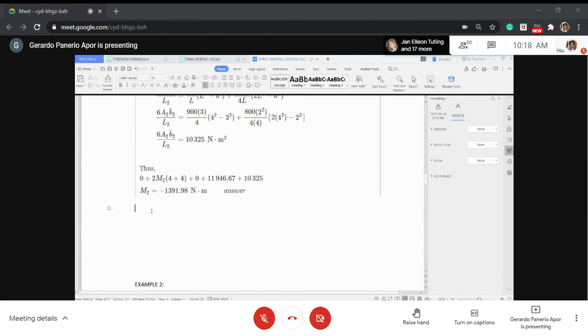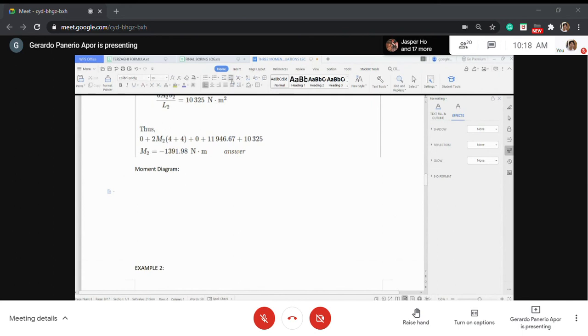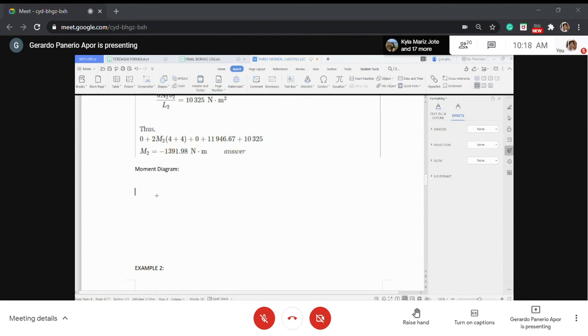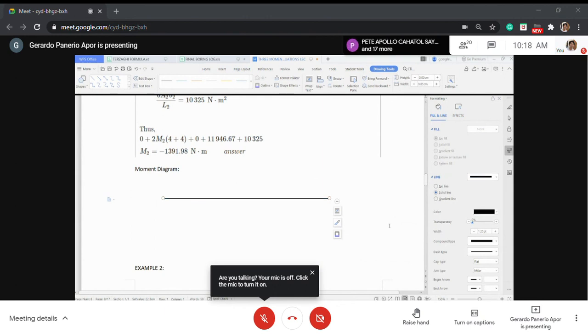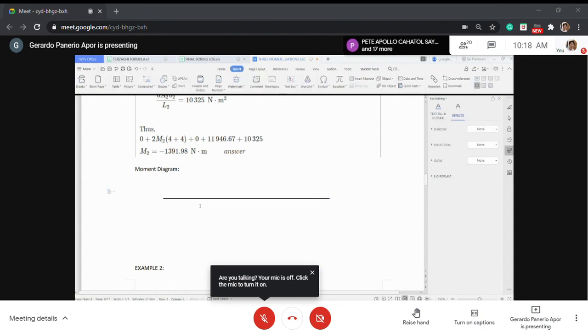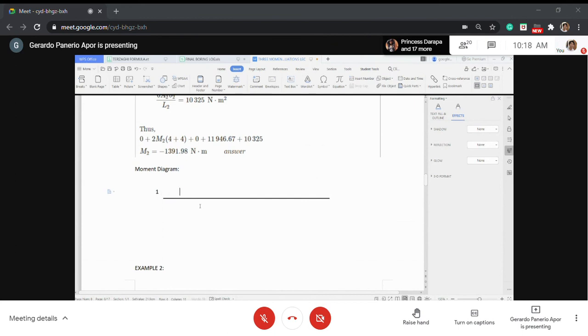Okay? So that means that your moment diagram is equal to this. The moment diagram, and just do the moment diagram color. Yeah. And then label this as 1, plus 2, this is 2. Okay. Due to the loading, it is like this.